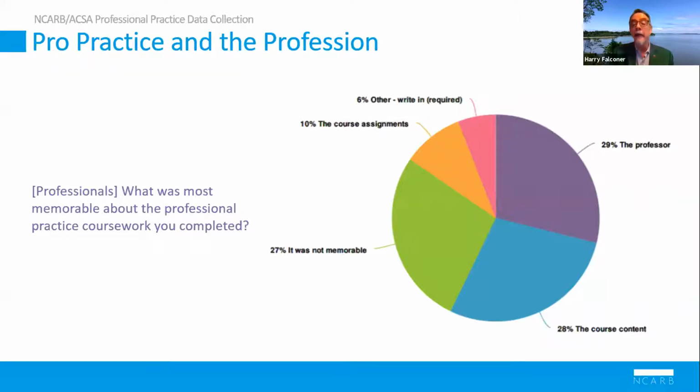So interestingly enough, the largest piece was the professor. 29% of the respondents said their most memorable part was the professor. So that means y'all are doing a really good job making sure people remember you. I think that's important, which also makes us remember a good time and something memorable in the courses.